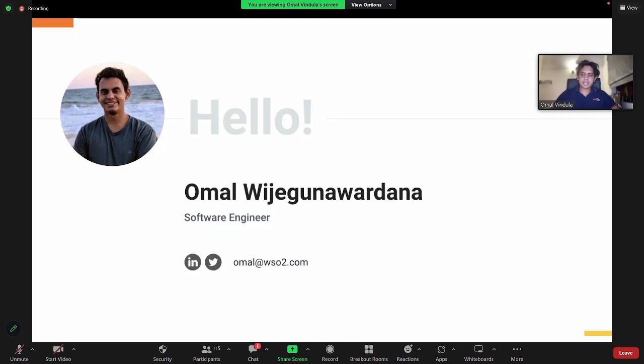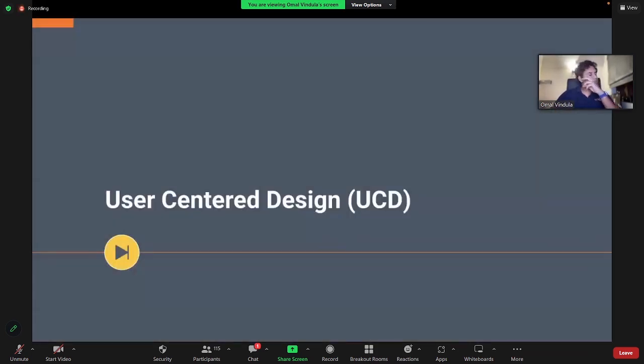So without taking too much time, let's talk about something called user-centered design. Has anyone heard of this term? I don't think it's very common, but can I see a show of hands just to get an idea? Okay, fine. That's okay, because I also came to know about user-centered design while I was working at WSO2. So I don't expect you to know that term.